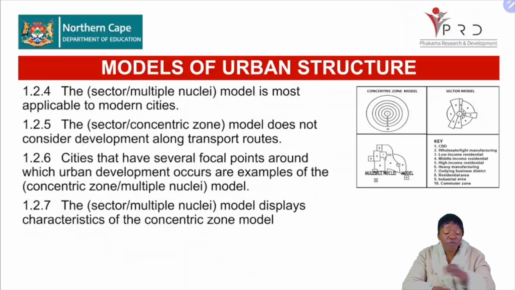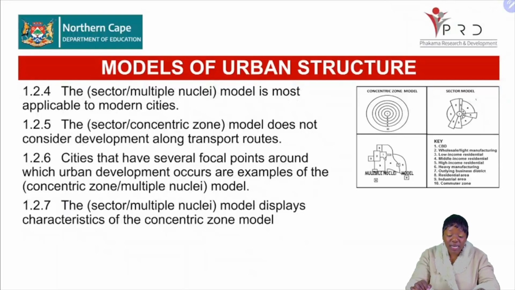Right, I believe we are all done. So let us carry on with our next questions. You have your question 1.2.4 up to question 1.2.7. So what happened? 1.2.4, the sector or the multiple nuclear model is most applicable in modern cities. So again, you're going to compare the sector as well as the multiple nuclear. Then you realize which one is most applicable in the modern cities.